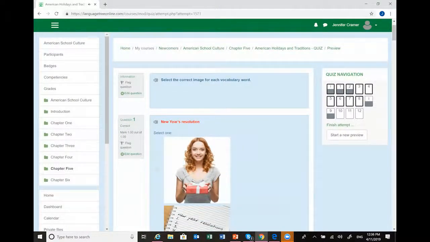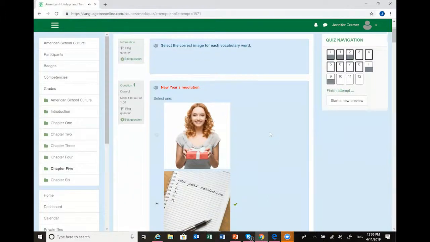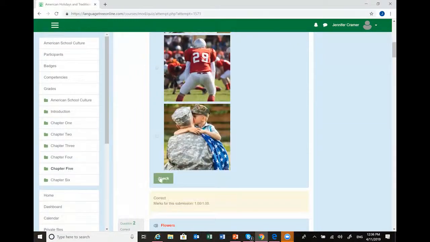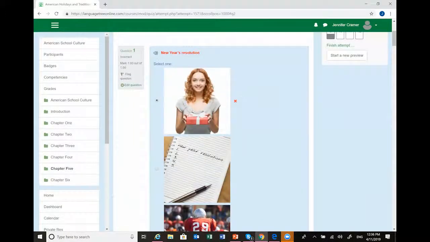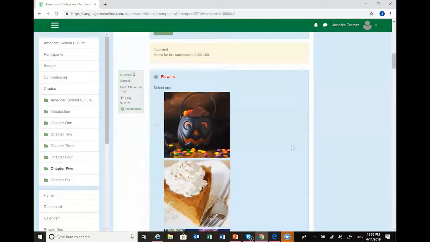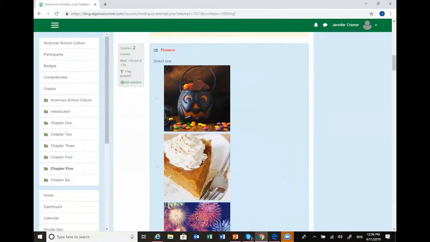Select the correct image for each vocabulary word. New Year's resolution. And, you know, it can be fun because the students can check in real time. Let's say they select the one, they can check their work to see if they get it right or wrong. And they can see they get it wrong and try again. So again, it's just helping reinforce not only the vocabulary words, but the vocabulary words that correspond with a particular holiday.